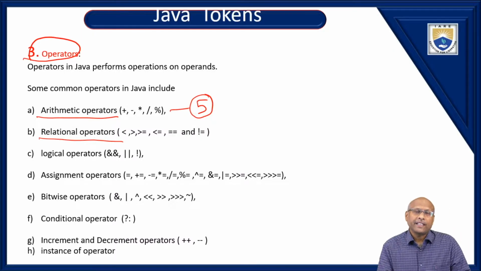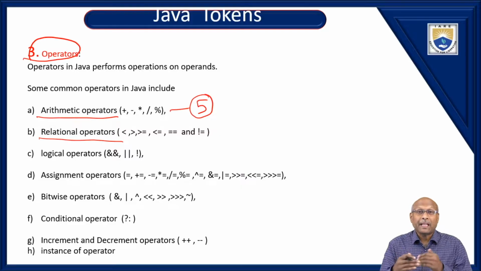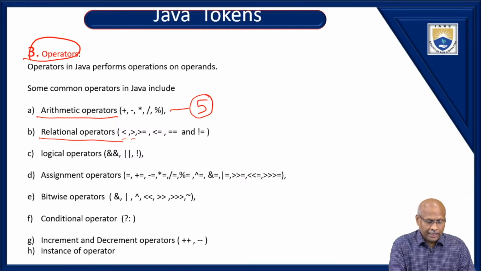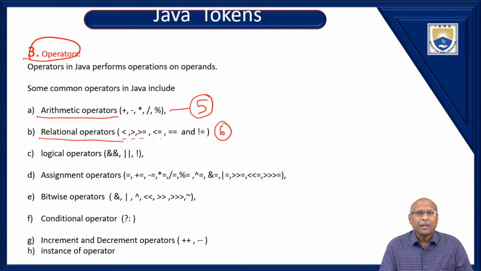The next operator is relational operators. Whenever you want to compare the data, whenever the comparison comes, that time you would use relational operators. So how many relational operators are there? Less than, greater than, greater than equal to, less than equal to, double equal to, and not equal to. Totally 6.